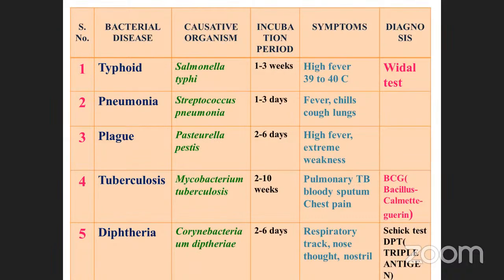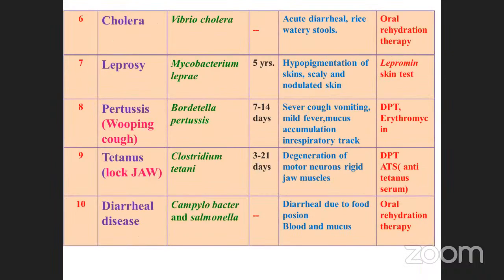Diphtheria: Corynebacterium diphtheriae, 2 to 6 days, affecting the respiratory tract, nose and throat. The Schick test is the diagnosis, and the DPT triple vaccine is provided for diphtheria. Already we saw it. Tetanus is also the same. Cholera: you already know the bacterium, the comma-shaped Vibrio cholerae. Acute diarrhea and rice-watery stools. Sometimes sputum also comes out. Due to the dehydration, you have to provide oral rehydration therapy.